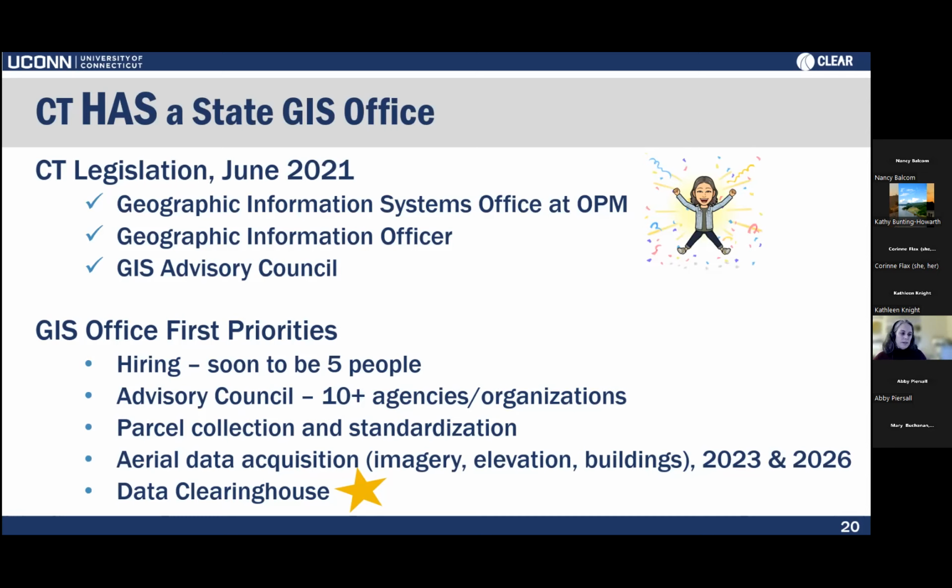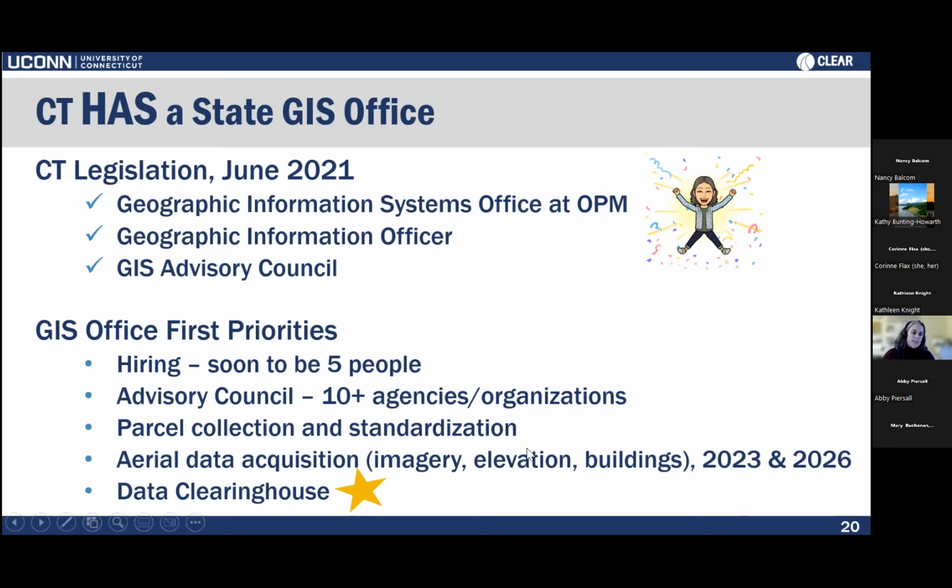There are currently 2 people there, including the GIO, and there soon to be 5. The advisory council has met several times, and there is representation by over 10 agencies. There are very active work groups tackling different issues. They are working on parcel data collection, not the parcels themselves, the data, and standardizing that map layer, which is critical to all of us that work on properties.